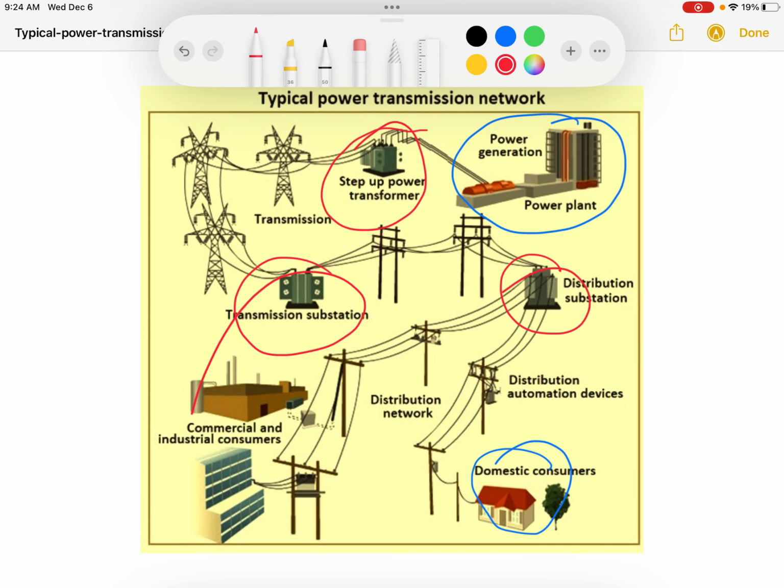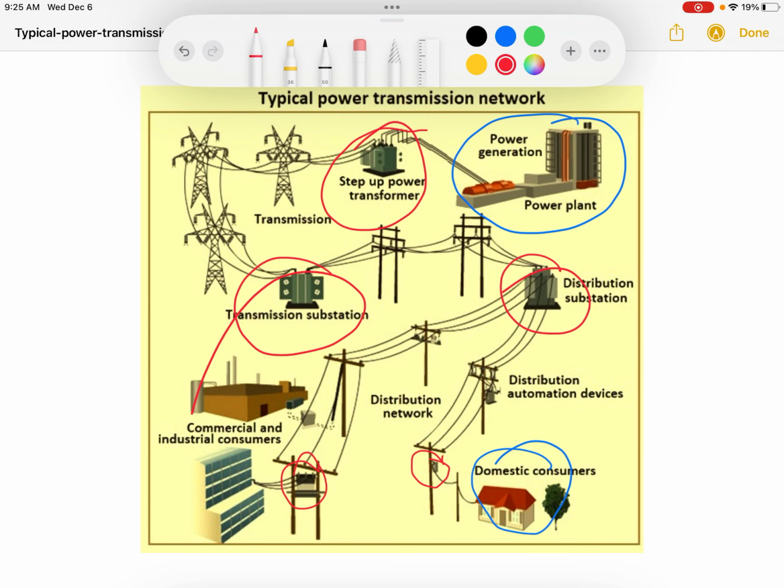And we have two types of small transformers, also step down transformers. One is the one that we always see outside, and the other one we could see in commercial or industrial consumers. So we have five transformers in the power transmission network. You could notice that the only time we use a step up power transformer is when we have to transfer a high voltage through a transmission tower. That is from the power plant going to the transmission substation.